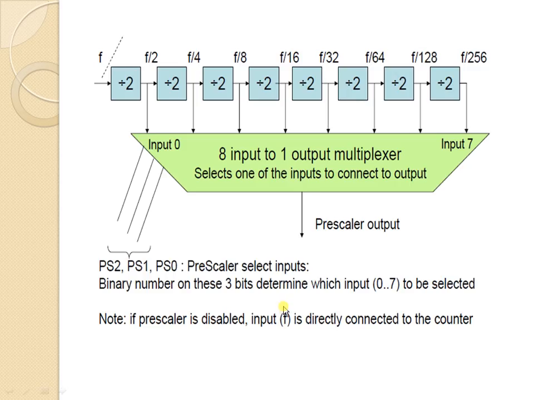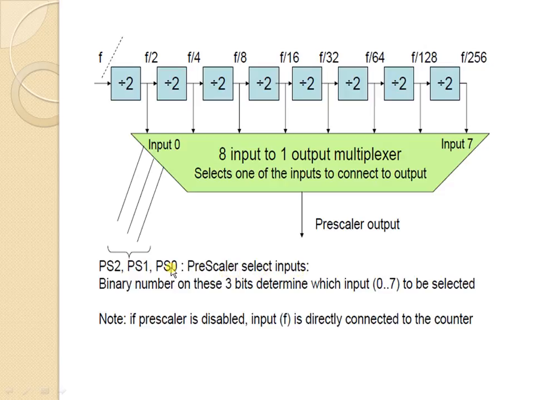Here you can see the clock frequency, and it is getting divided by various factors like 2, 4, 8, 16, 32, and so on up to 256. All of these divided clocks are given as inputs to this multiplexer. The output of the multiplexer depends on the bits PS2, PS1 and PS0. These are called the Prescaler select inputs.